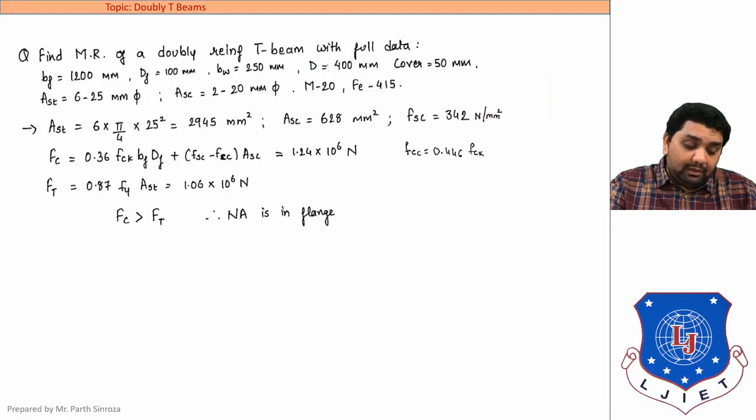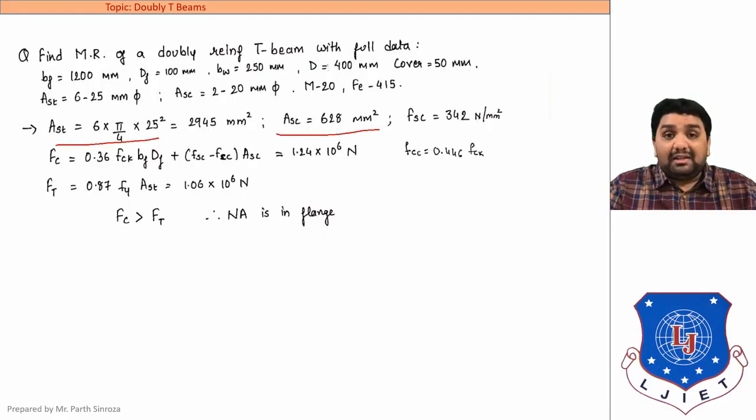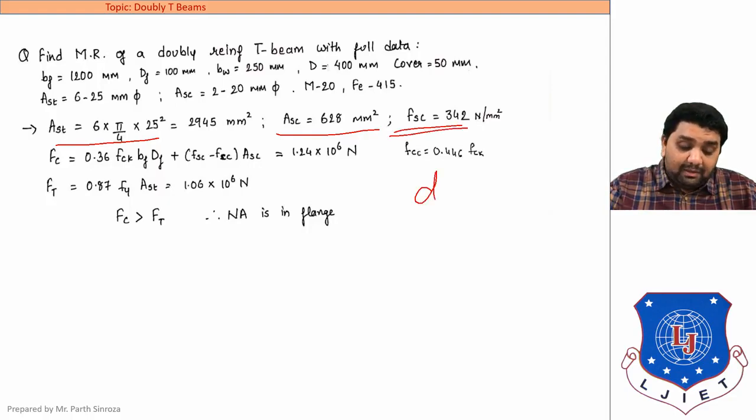So for that we will be requiring these two terms, that is AST and ASC. As the steel diameter and numbers are already mentioned in the question, we can identify either by manual method or using our steel table. And FSC, keep in mind, it is by the same method that the D dash by D ratio is to be obtained.